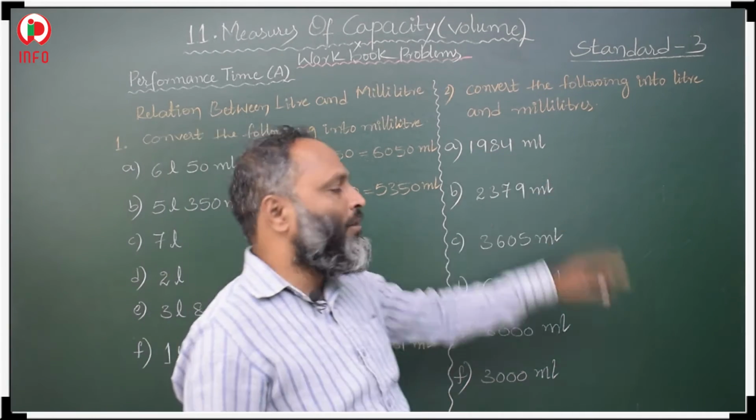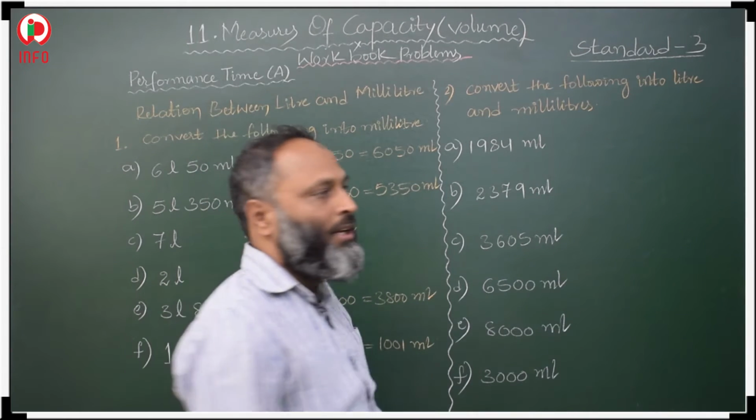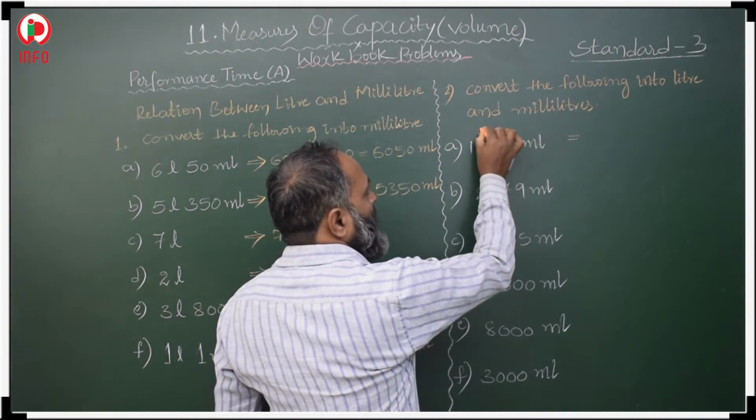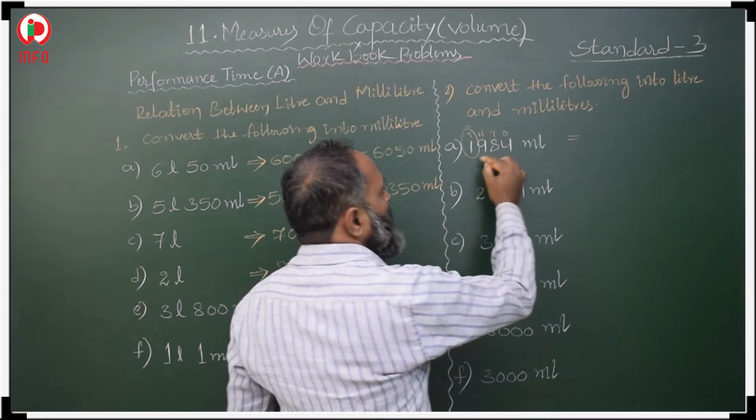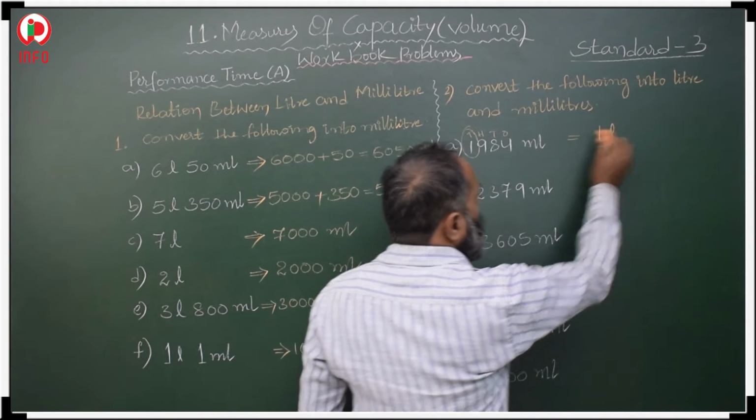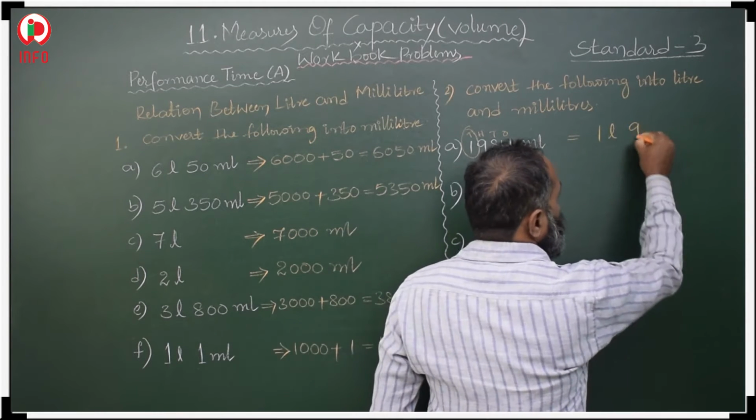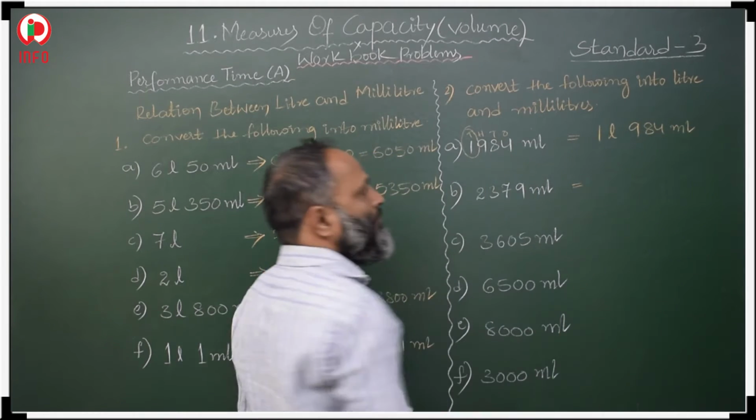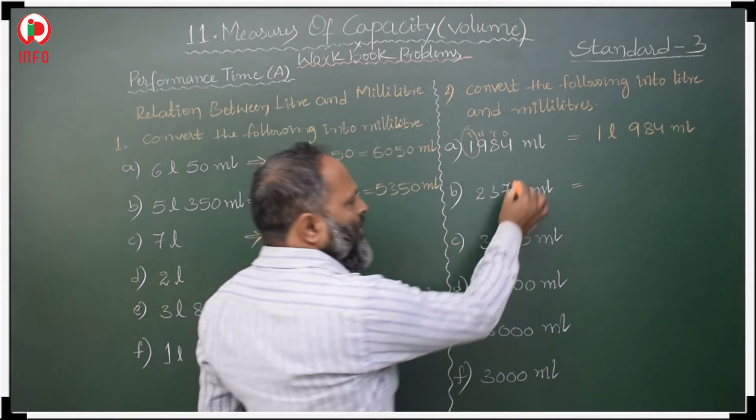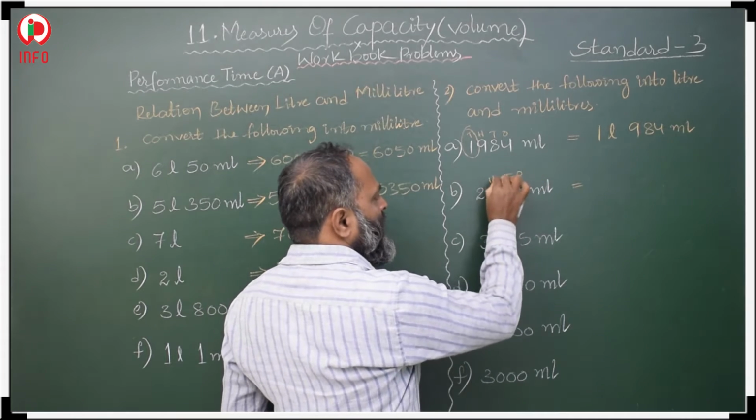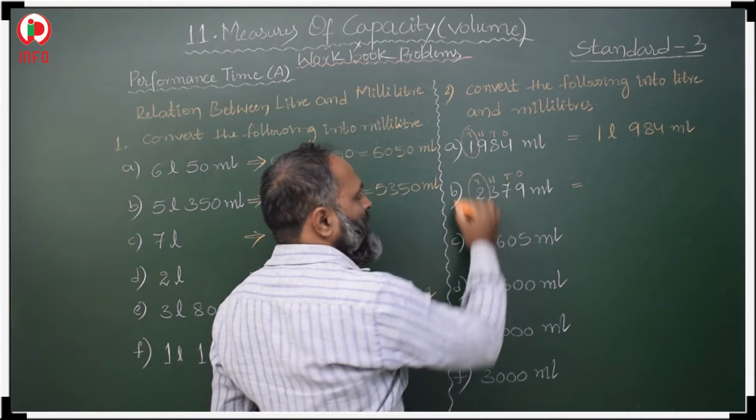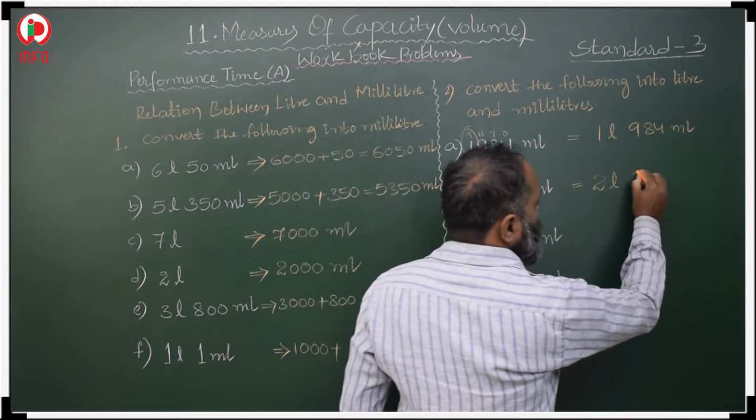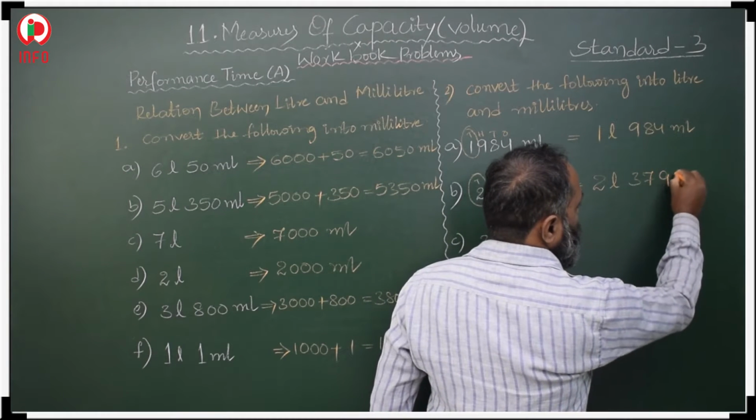Here, how to convert milliliters into liters and milliliters. Now see here: ones, tens, 100 and 1000. The 1000 place is the liter place, that is 1 liter, and the remaining places are milliliters, 984 milliliters. Now here also ones, tens, 100 and 1000. The 1000 place is the liter place, that is 2 liters, and the remaining places are milliliters, 379 milliliters.